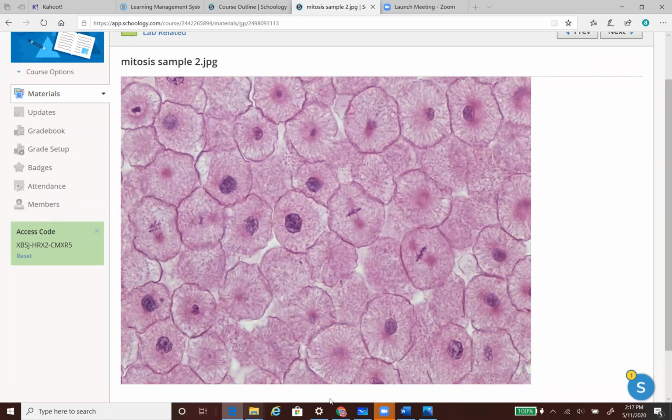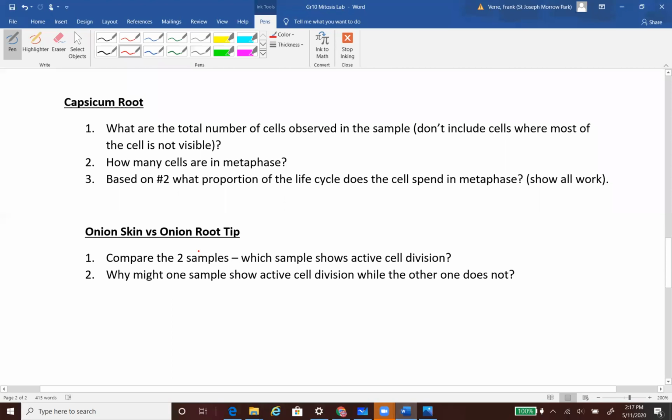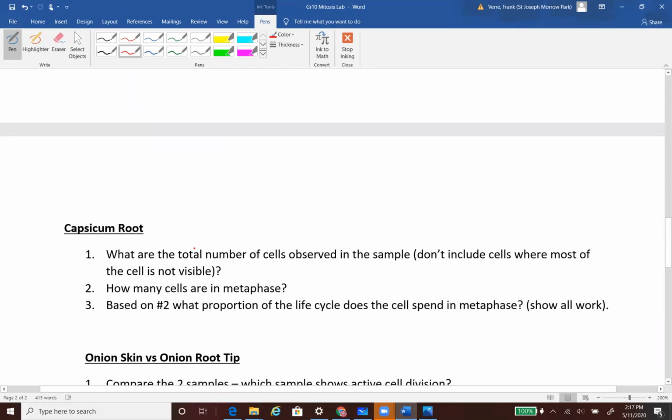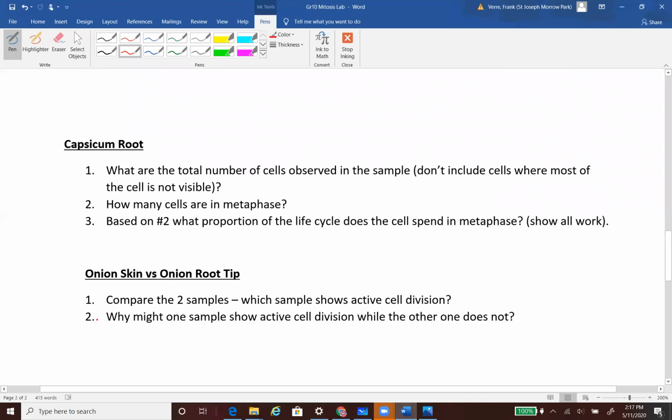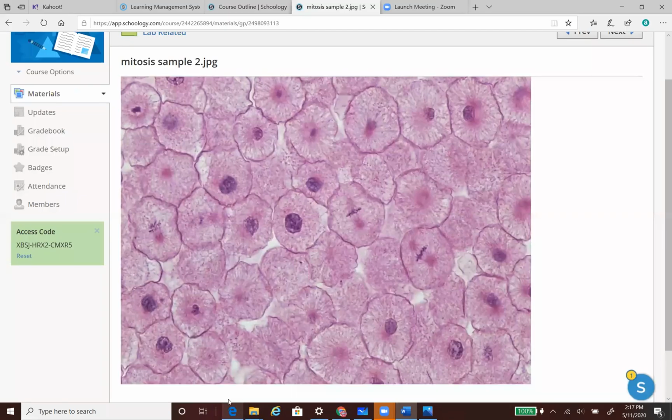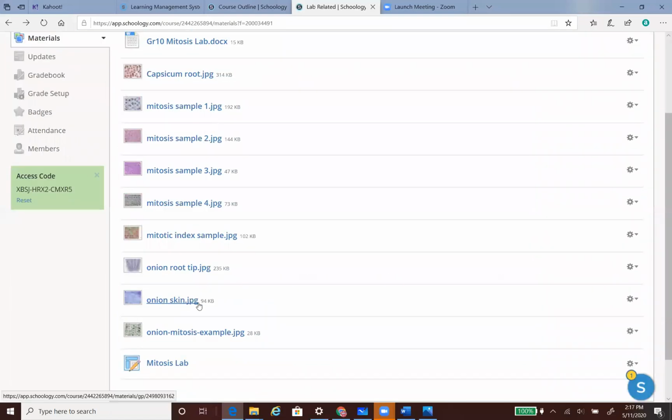So just make sure you match up the right question. Like it says onion skin versus onion root tip. So you're going to compare these two samples. So make sure for that one, you look at the right samples, okay? So onion skin is labeled onion skin. Onion root tip is labeled onion root tip. So in that case, you're comparing those two samples, all right?